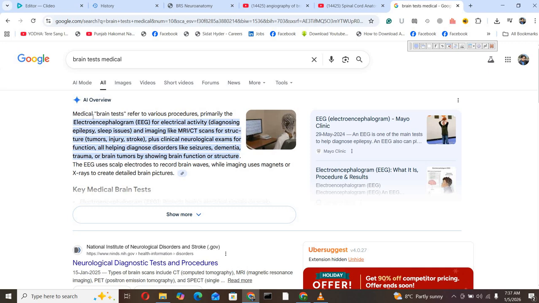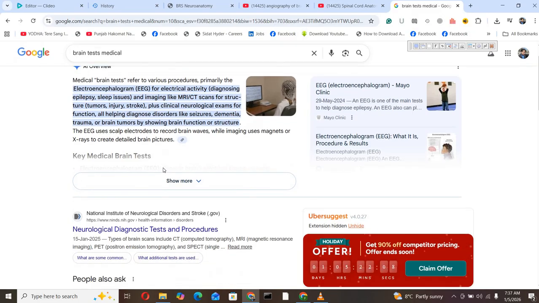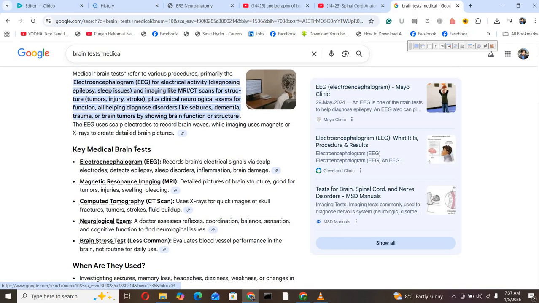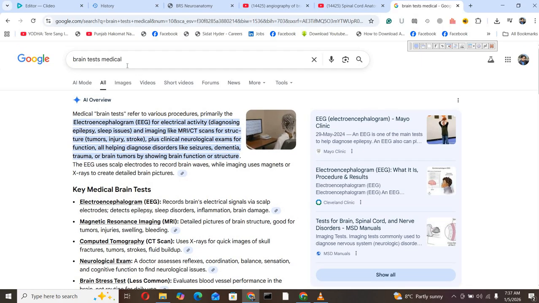In brain tests, the main one is the EEG, electroencephalogram, for electrical activity of the brain, diagnosing sleep issues. Then imaging: MRI, CT scan of the brain, and neurological examination of function. Key brain tests: magnetic resonance imaging, CT scan, and so on.